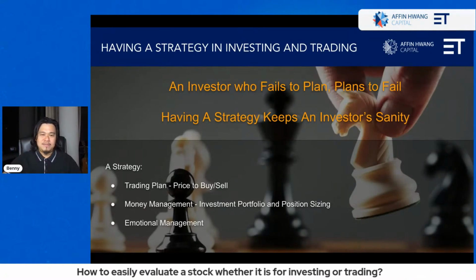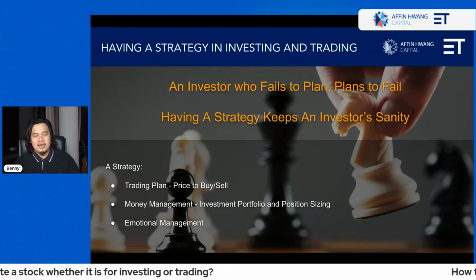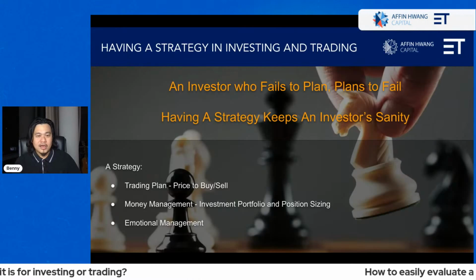Now, having a trading plan or strategy is basically knowing exactly what to buy, when to buy and sell, and also how much to buy and sell, which comes in money management, right?